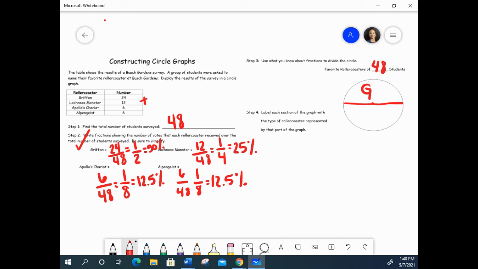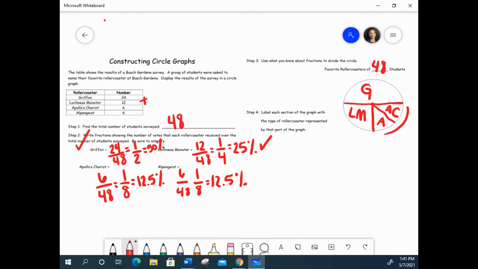Then Loch Ness Monster is 25%, a quarter. So if we were to take what we have left over, this bottom half here, and split that, then we're dealing with a quarter. So I'm going to go ahead and put LM for Loch Ness Monster, or 25%. And then lastly, we have Apollo's Chariot and Alpengeist. We only have this piece left to deal with. They're exactly the same. So all I need to do is just basically split this section in half. So one will be Apollo's Chariot, which I'll call AC, and the other one will be Alpengeist.